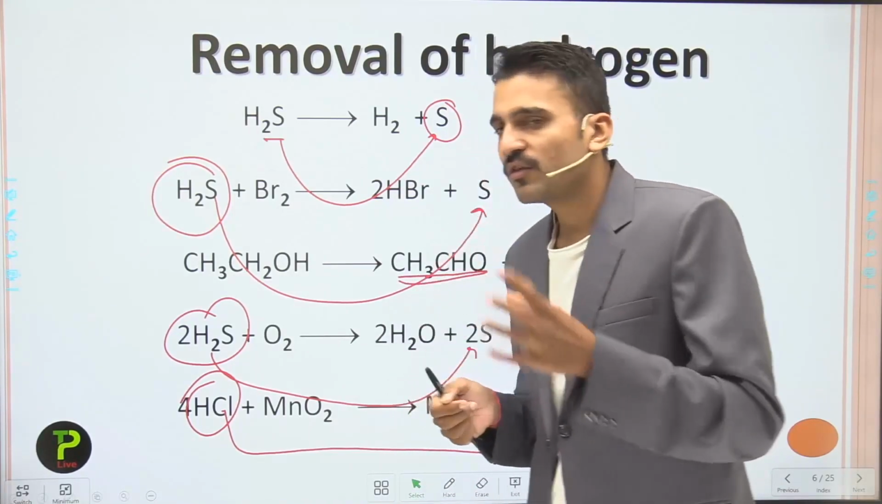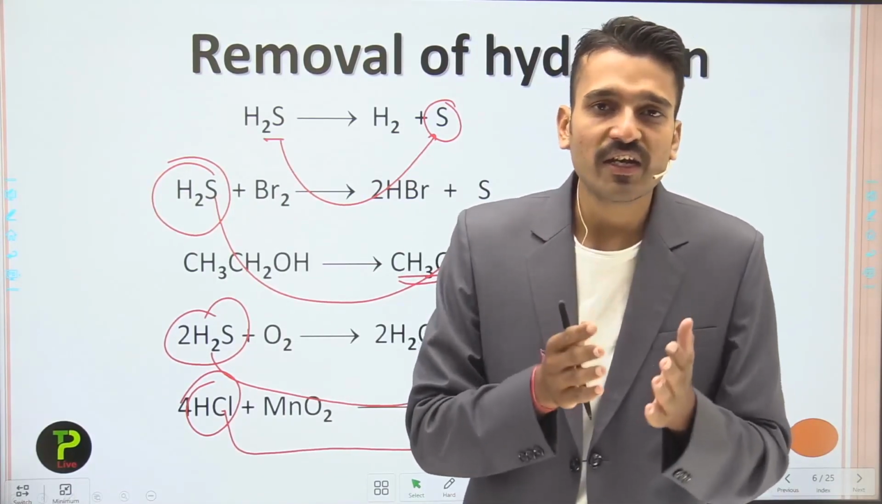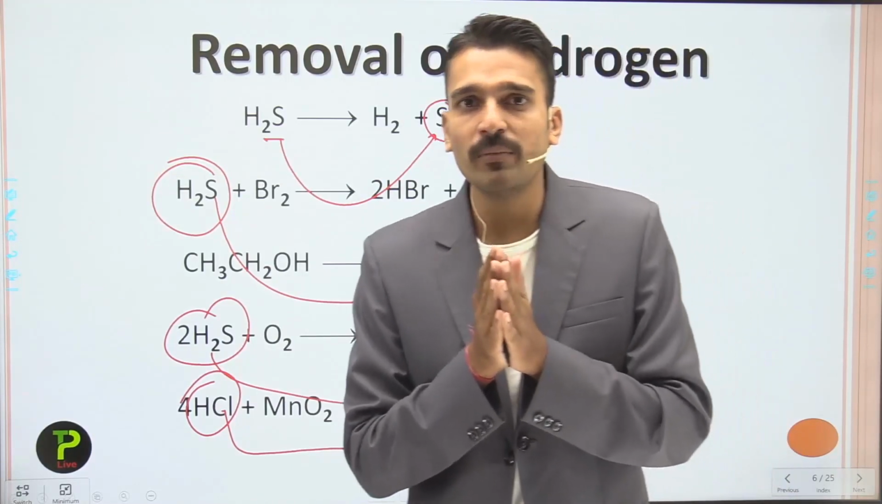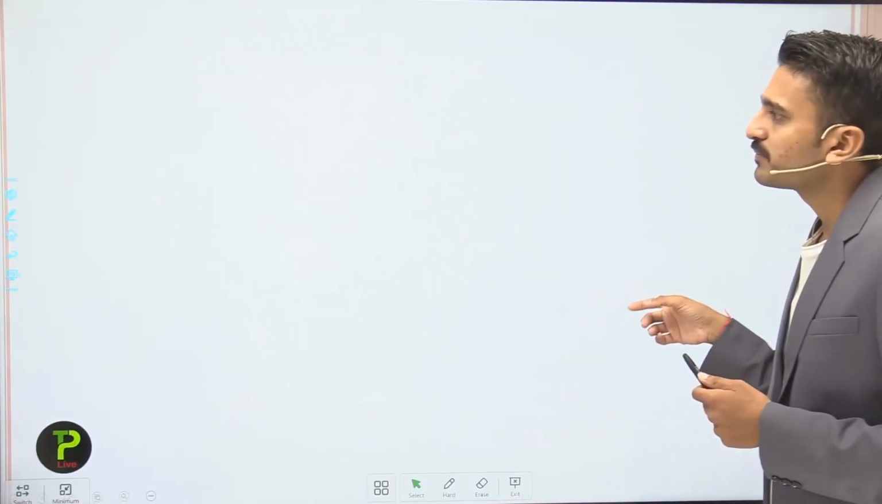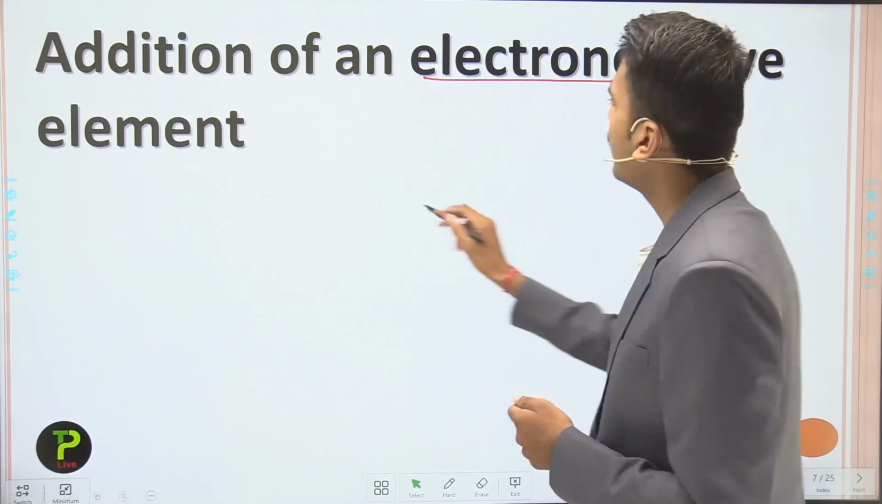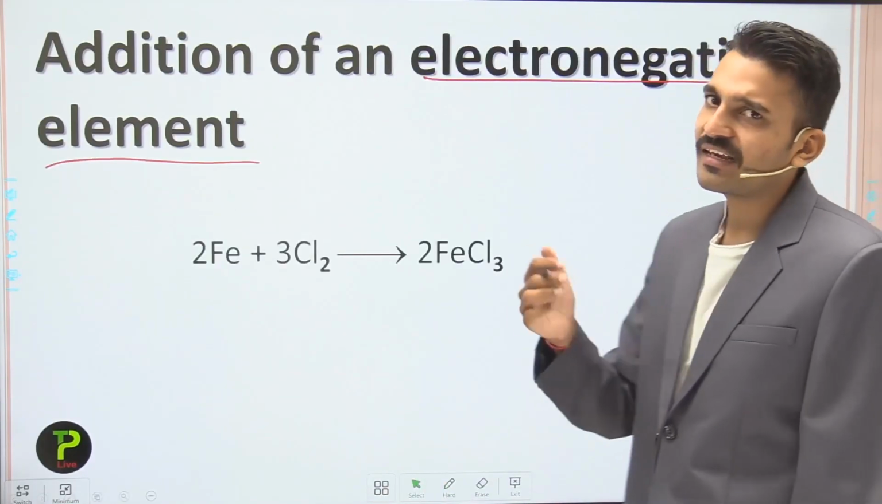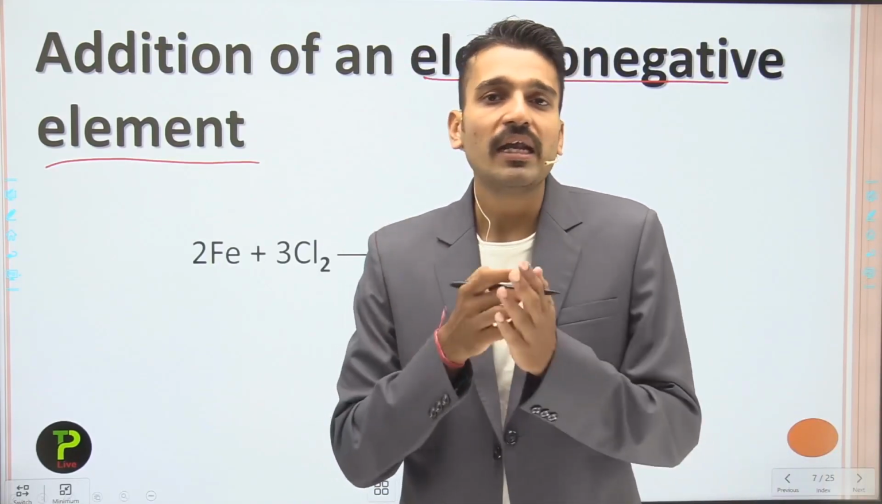So you have understood what an electropositive element is and what an electronegative element is. Generally, non-metals form electronegative elements and metals form electropositive elements. So moving to the third, that is addition of an electronegative element, just like oxygen. Oxygen is a non-metal, and it is also an electronegative element.